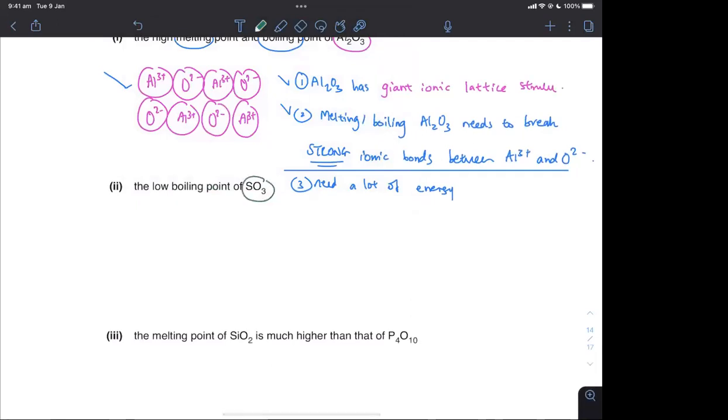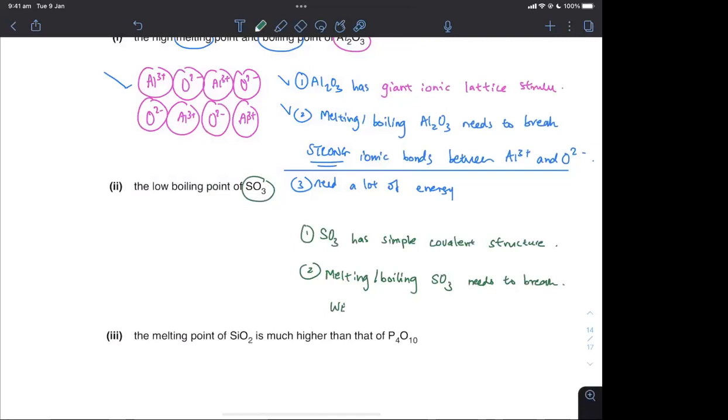The SO3 is a simple covalent molecule. So it has a simple molecular or a simple covalent structure, depending on which one your teacher teaches you. Both are equally accepted. Simple covalent structure or simple molecular structure is the same thing. So when we melt or boil a simple covalent molecule, based on what I told you last week, for structures, you need to identify what you are breaking exactly here.